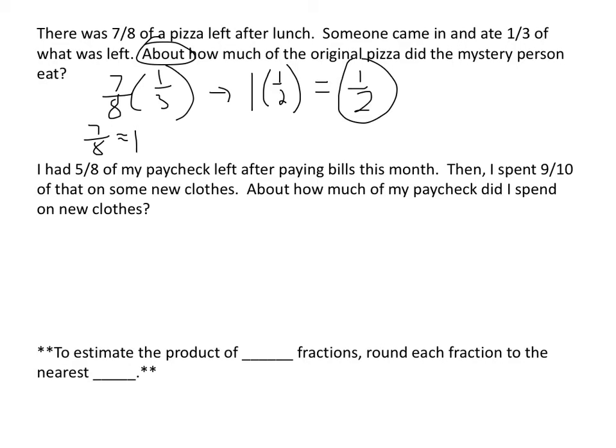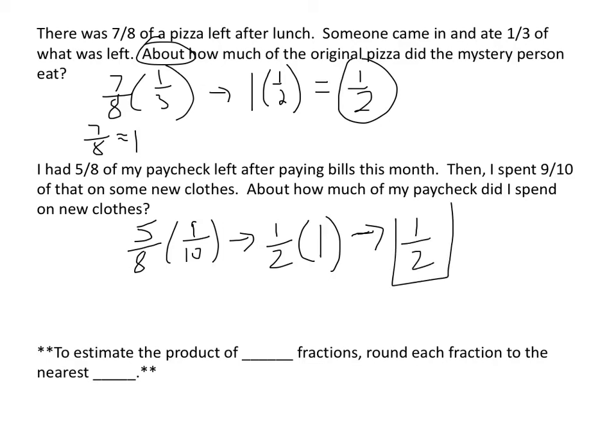I know this one seems a little confusing. I had 5/8 of my paycheck left after paying the bills this month. Then I spent 9/10 of that on some new clothes. About how much of my paycheck did I spend on new clothes? So I have 5/8 left, and I spent 9/10 of that on new clothes. Well, 5/8 is pretty close to a half, so I had about half my paycheck left. And if I spent 9/10 of that on new clothes, I spent about all of it, because 9/10 is pretty close to 1. So we would say that I spent about half my money on new clothes. So remember, to estimate the product of two fractions, we're going to round each fraction to the nearest half.